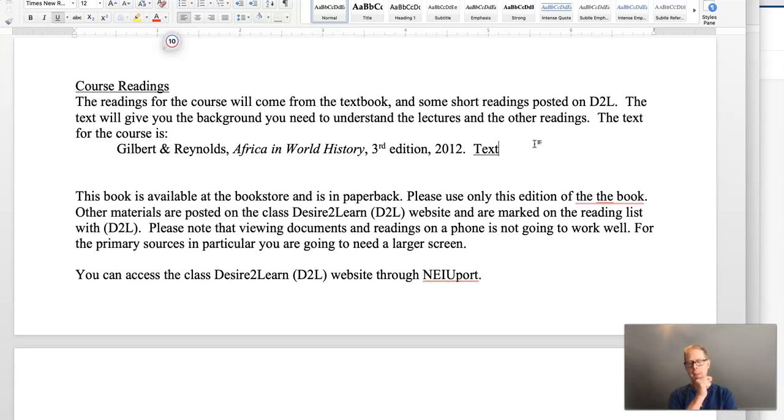So the reading load for this class is not very heavy, okay? But you need to do all of it, okay? And you need to not just read it, but actually study it, okay? Go through it and make sure you understand it. Take notes and so on, okay? We'll talk some more about this when we get to the documents and start working through those.